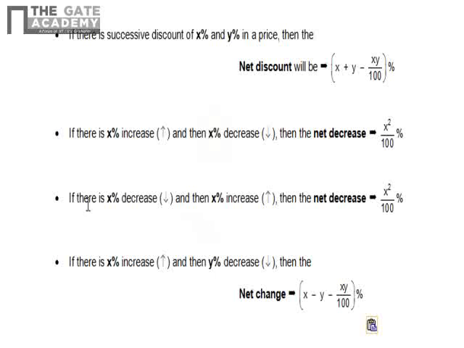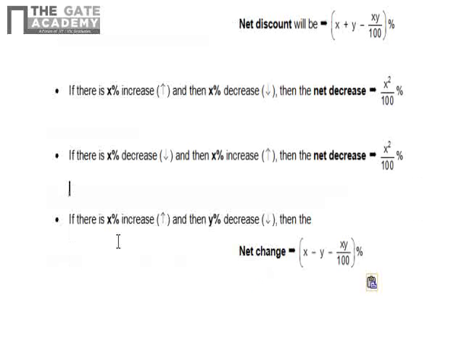In a similar way, if it is decreased initially and then increased, then also there will be a net decrease of x square upon 100%. Okay, and if there is an x percent increase and a y percent decrease, then the formula of net change is this. It can be positive or negative, depending on these two values, x and y.